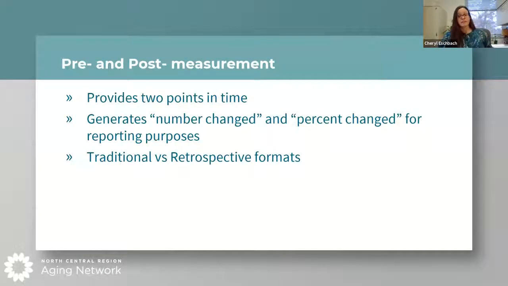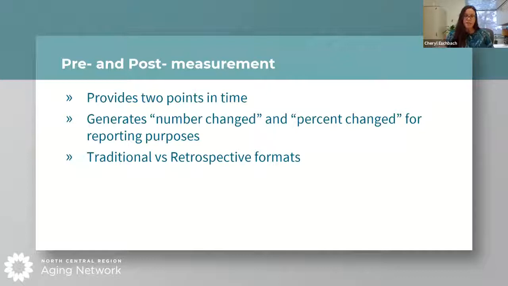And so that leads us to the value of having 2 points in time, a pre and a post measurement. And it's really useful to use pre and post measurement. I mean, some people even say this is the gold standard in program evaluation because we're trying to measure change based in between the intervention that we've provided.